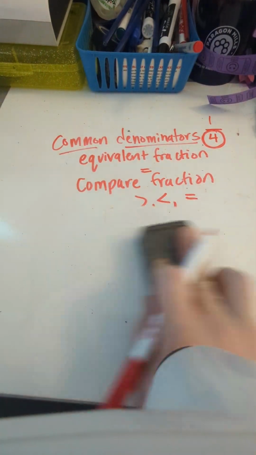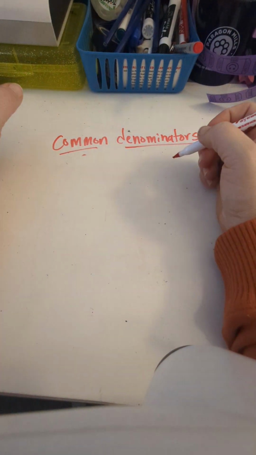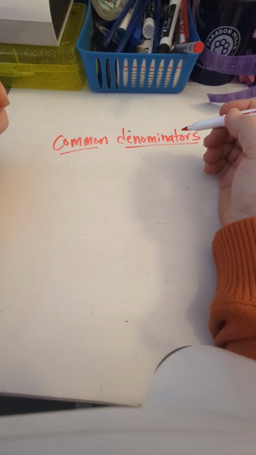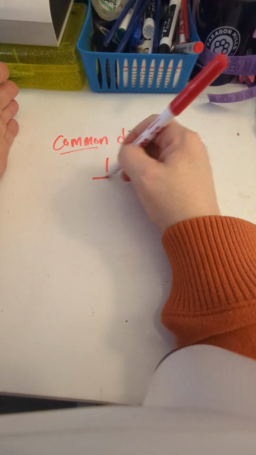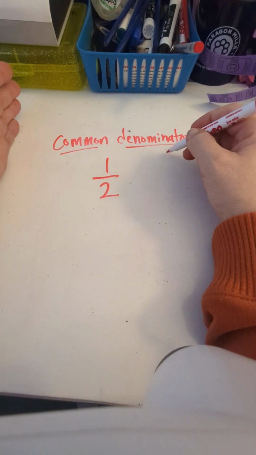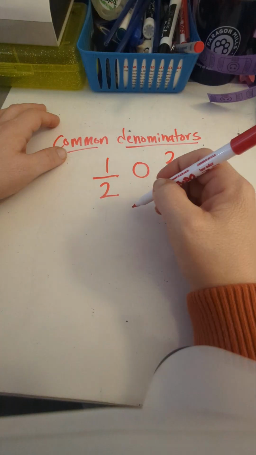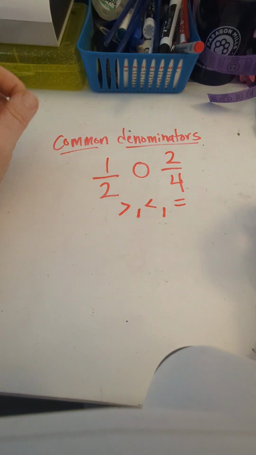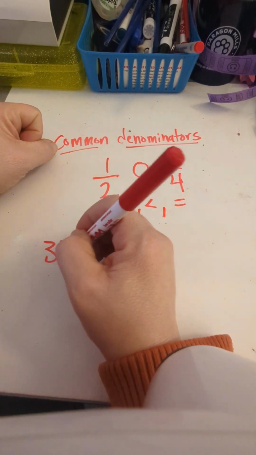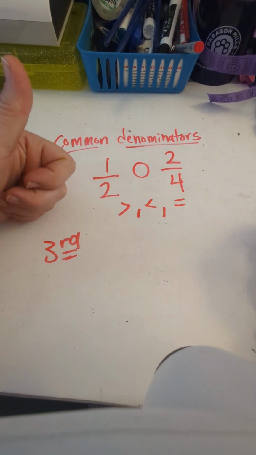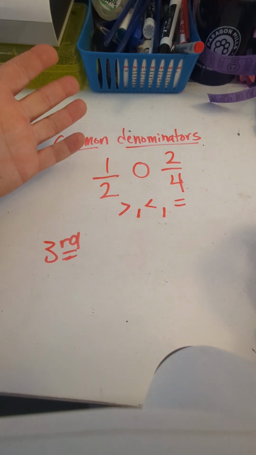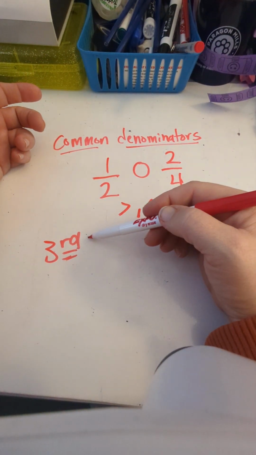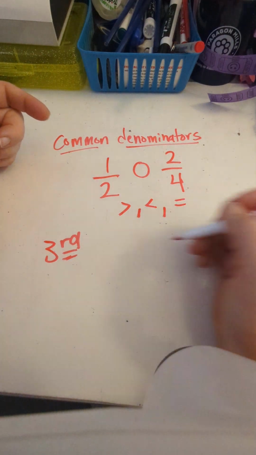Now, what if we have a fraction that doesn't have the same denominator? 1/2 and 2/4. And it asks us to compare which one is greater than, less than, or equal to. Now, you could do your third grade strategy, which is a good strategy. It works, but it gets more complicated as we go. You could do a third grade strategy, which is using a model.